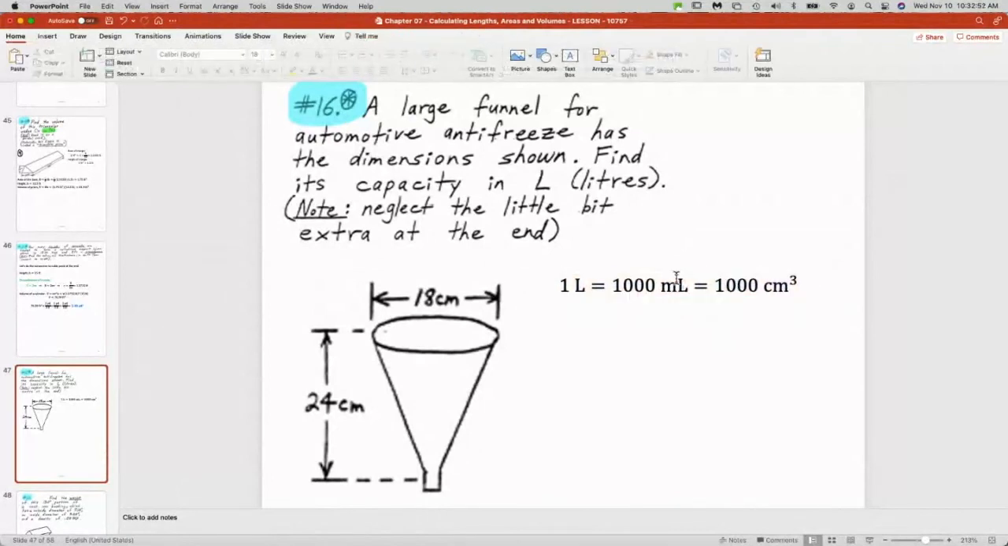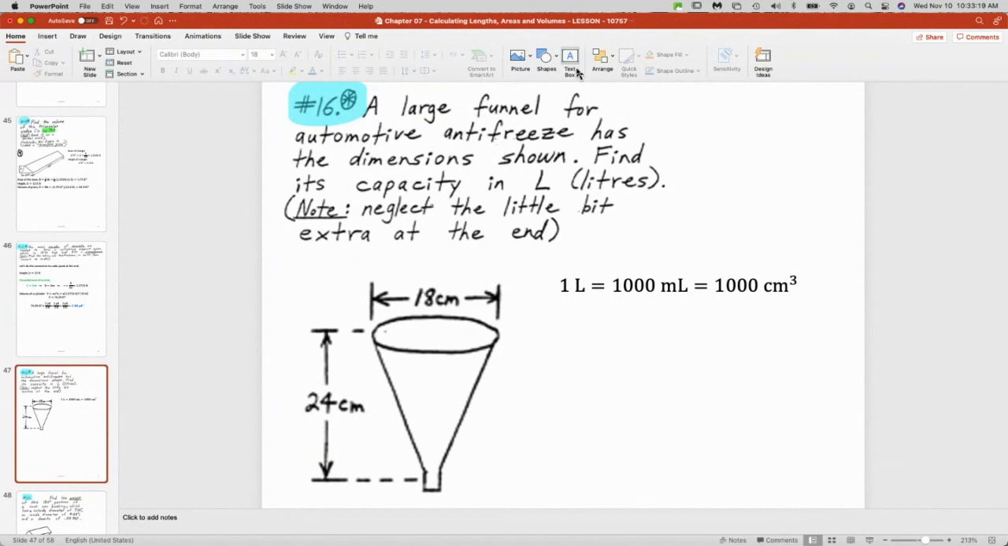So you might be like, John, automotive antifreeze is not water. It isn't water. Sometimes though, if you're low on antifreeze, you can put water in the engine. So if we're talking about antifreeze, that's like an alcohol. An alcohol is very close to the density of water, so it's not that far off.